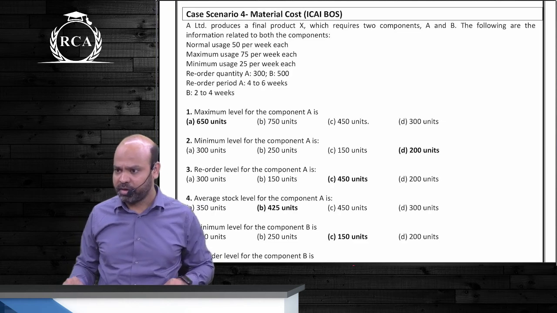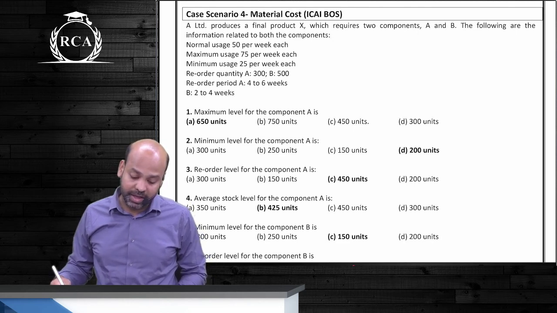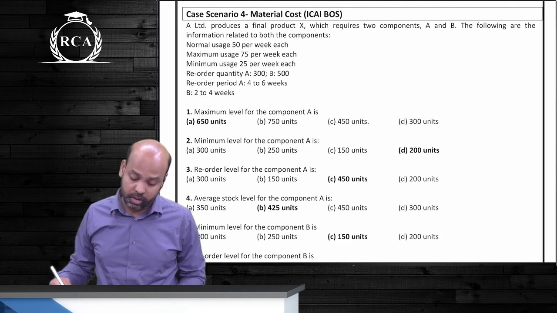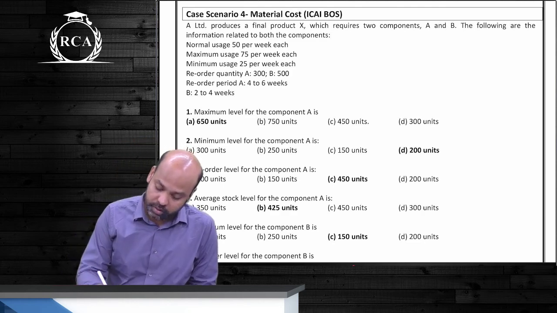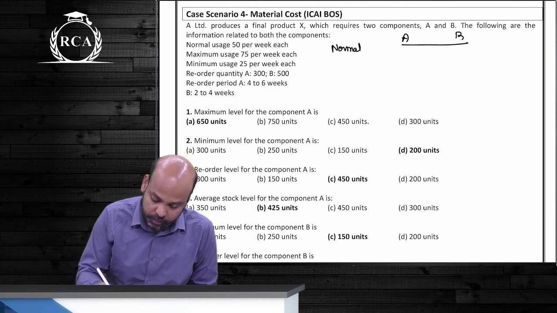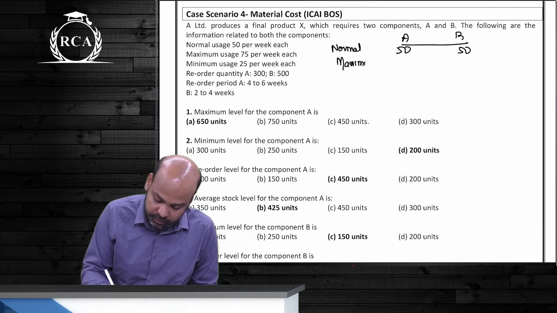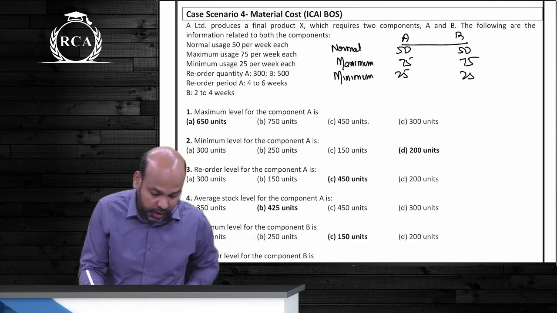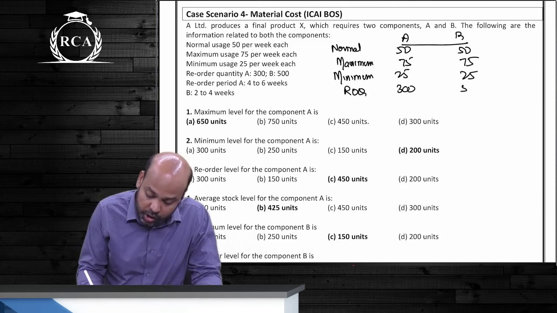A Limited produces a final product X which requires two components A and B. The following are the information related to both the components. There is A, there is B. What is your normal usage of both the components? 50 and 50. What is maximum usage? 75, 75. What is minimum? 25 each. What is reorder quantity, guys? 300 and 500. The reorder period of both is different, beta.